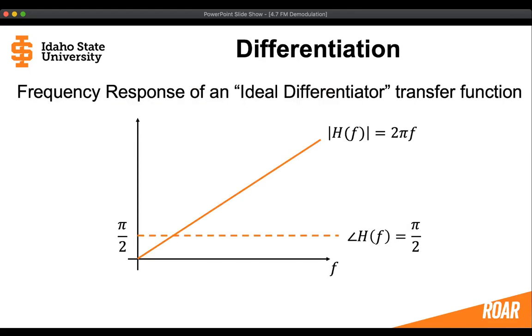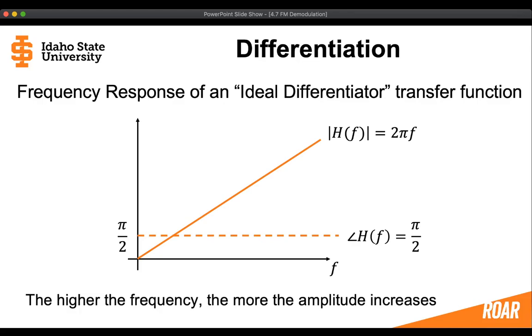And the response of the ideal differentiator, so this transfer function that takes the derivative, is going to have a frequency response where the magnitude is going to be a line that's constantly increasing. So as f gets larger, the magnitude response is going to continue to get larger, but the angle response is going to remain constant at pi halves. So the higher the frequency, the more the amplitude increases for this transfer function.